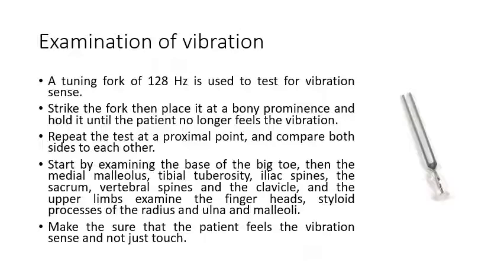We start distally by examining the base of the big toe, and then we proceed proximally at the malleoli of the foot, and then the tibial tuberosity, iliac spines, the sacrum, vertebral spines, and the clavicle. For the upper limb, we can examine the finger heads, styloid processes of the radius and ulna, and the malleoli. We have to make sure that the patient perceives vibration as such and not as touch sensation.